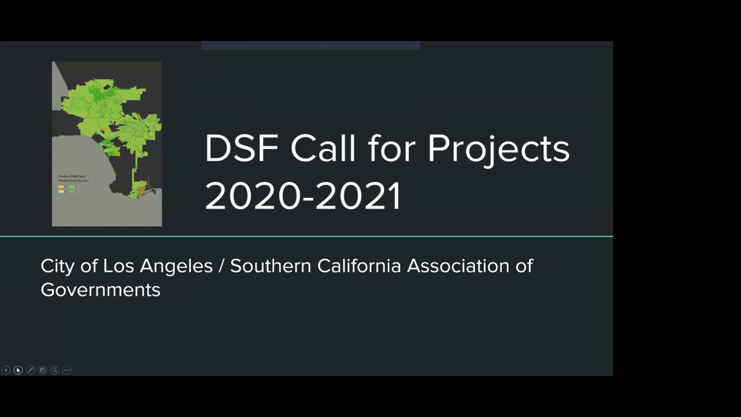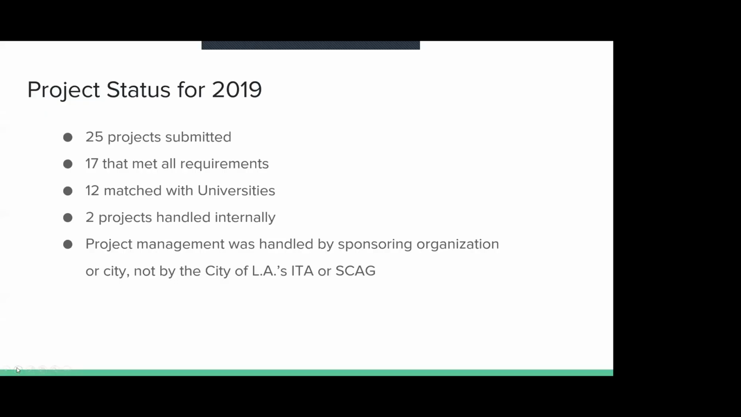Next slide, Lau. So the call for projects, essentially, what we do is we send out a call for proposals to city departments, asking them for their problems, their concerns that can be resolved or understood using data. And in 2019, the response was 25 projects submitted by these various departments.